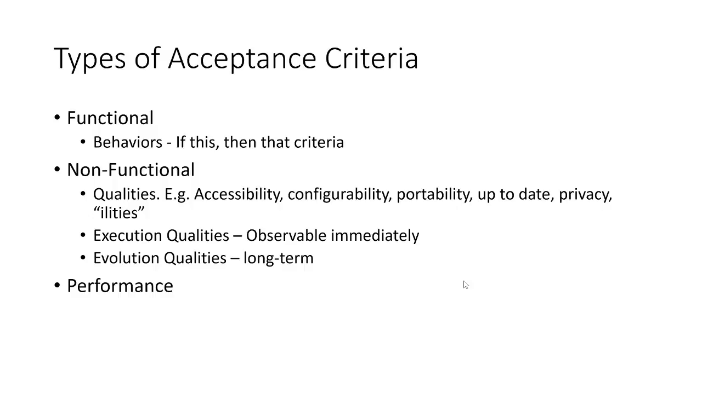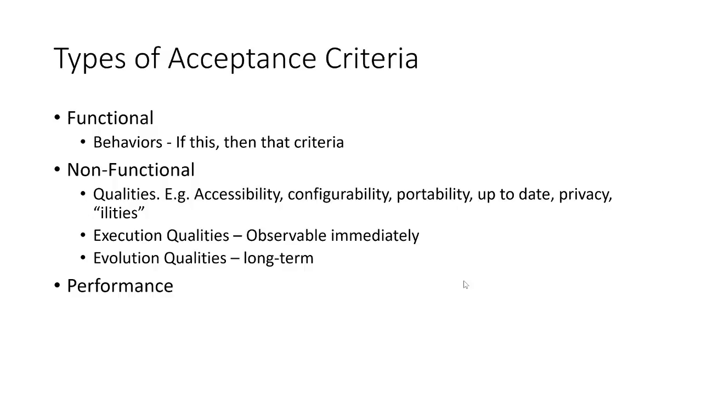Now on top of that, there's 3 different types of acceptance criteria. There's functional, non-functional, and performance. You may split out some other variations within your particular context, but these are the general classifications. Functional criteria are exactly what we just talked about. They're the if this, then that kind of criteria. They're the observable, very concrete criteria.